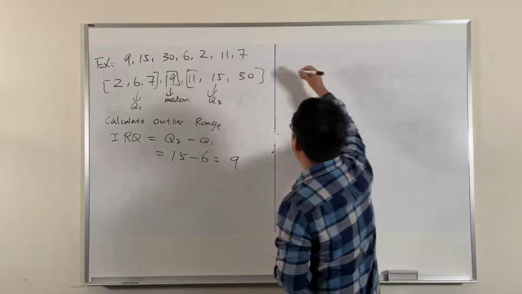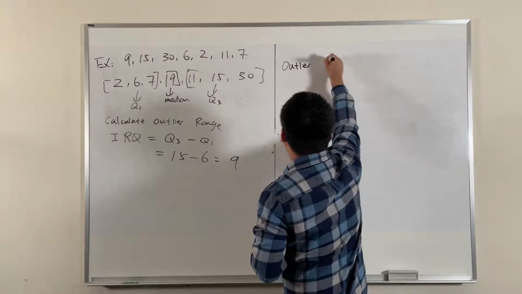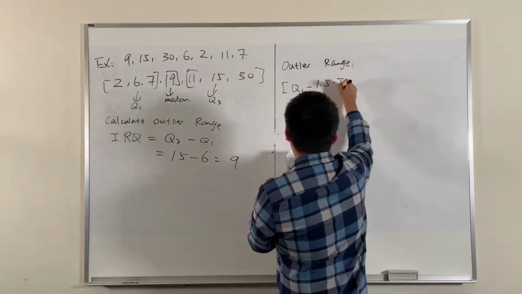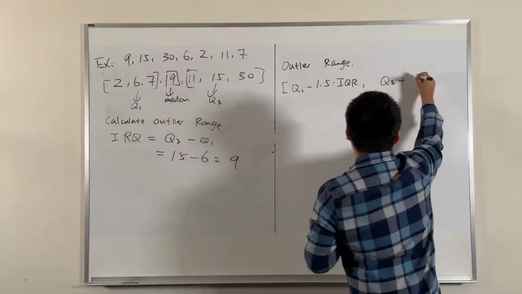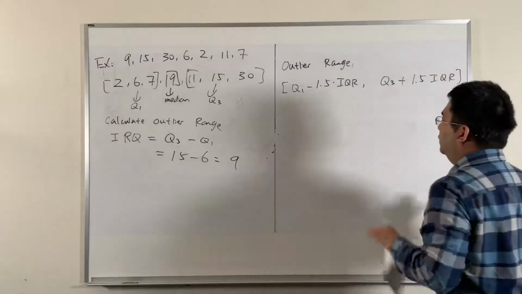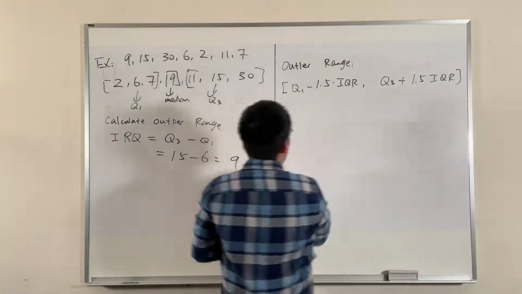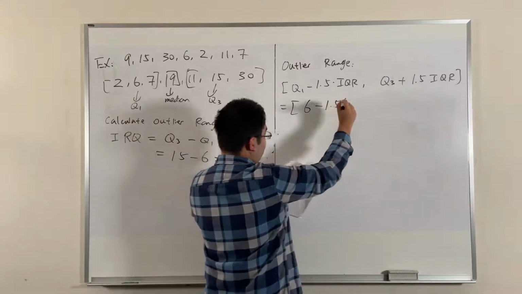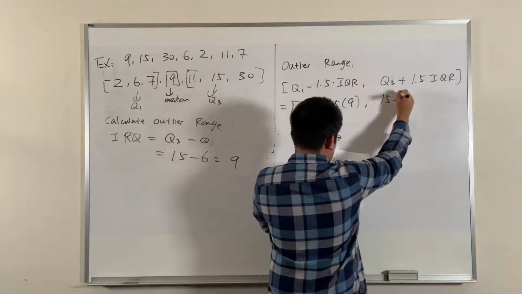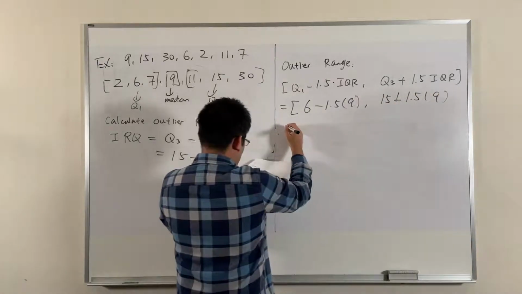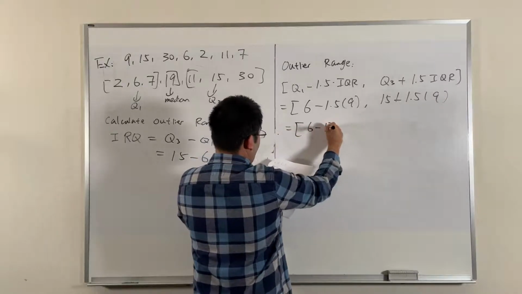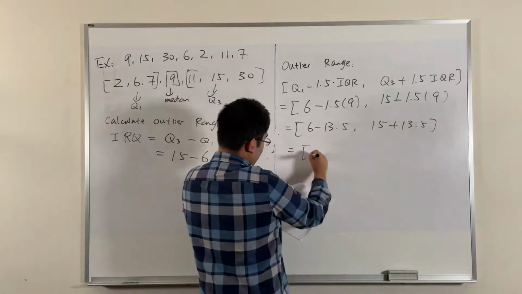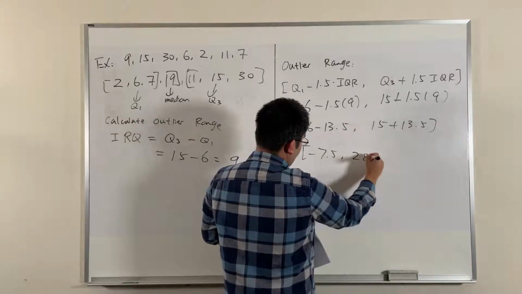Okay, so the outlier range goes from Q1 minus 1.5 times IQR to Q3 plus 1.5 times IQR. Let's just plug in the numbers here. In this case, it goes to 6 minus 1.5 multiplied by 9, and here's 15 plus 1.5 times 9. This equals 6 minus 13.5, 15 plus 13.5, and the range is minus 7.5 and then 28.5.